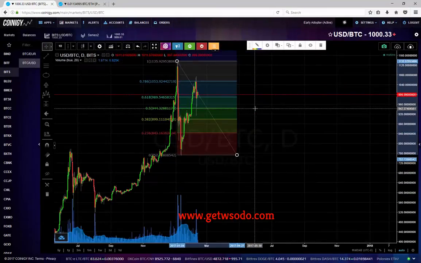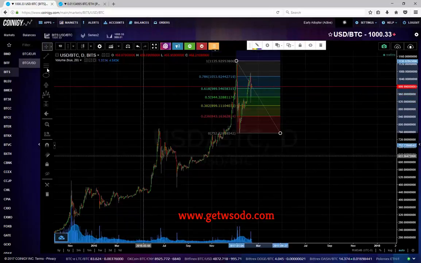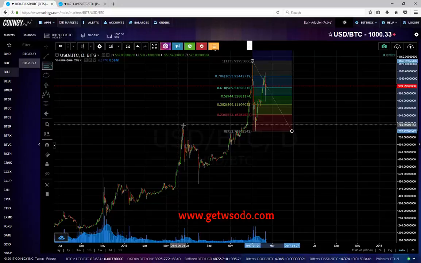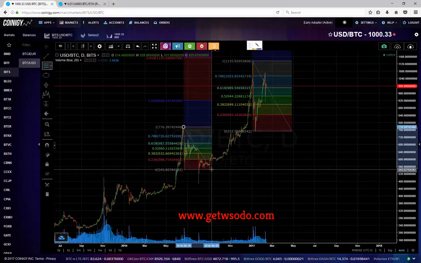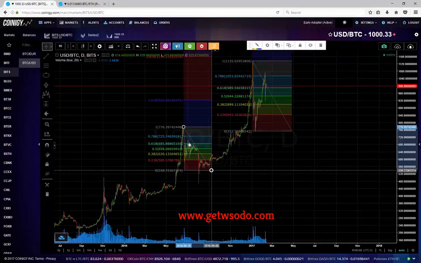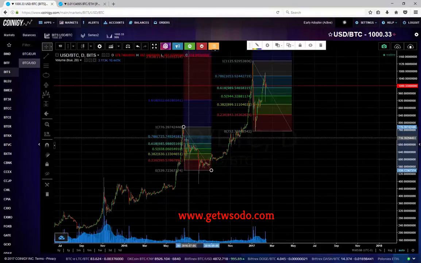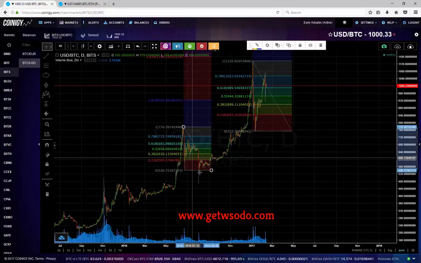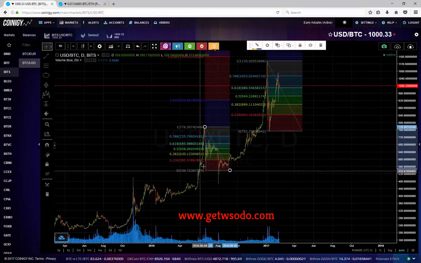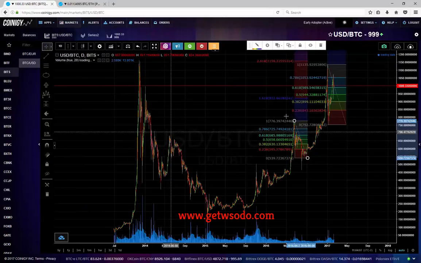So you can see another example of that right here on this dump. Hits that sweet spot area between 61 and 78% retracement right here, and then it just kind of drops, bounces, and then rolls over again. Let's look at it on some other time frames over here.